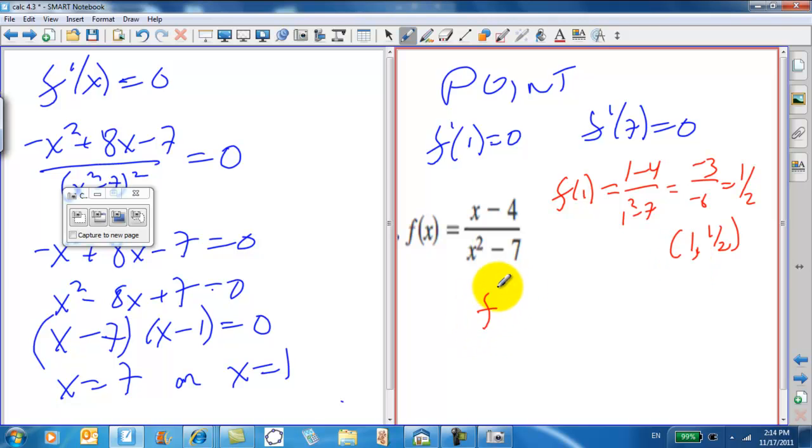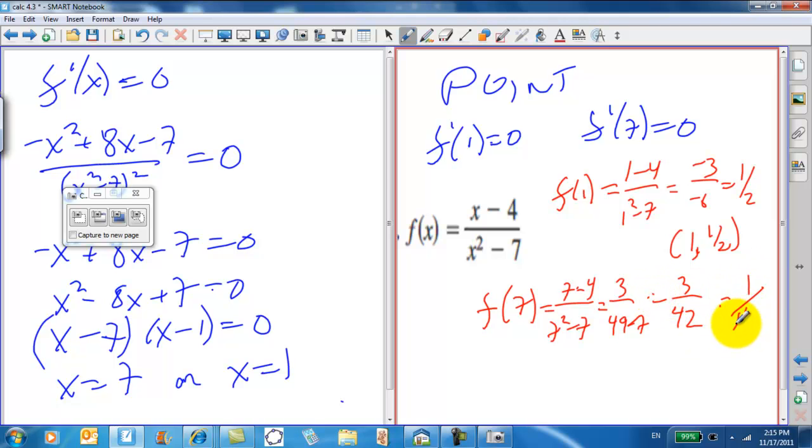And f of 7 is 7 minus 4 over 7 squared minus 7. So we get 3 over 49 minus 7, 3 over 42, and we get 1/14. So our other point is 7 comma 1/14. And you can check these on your calculator as well.